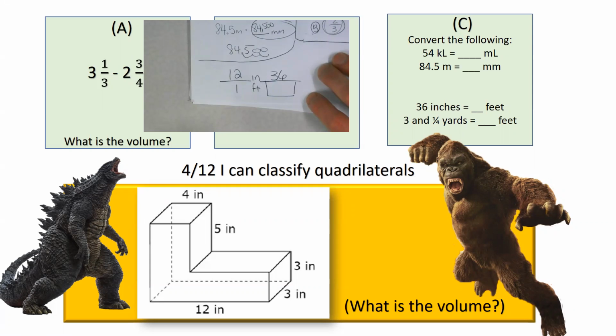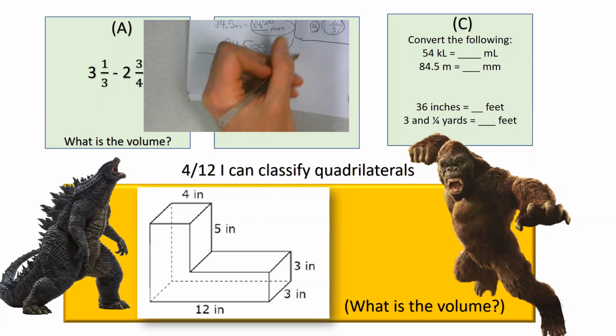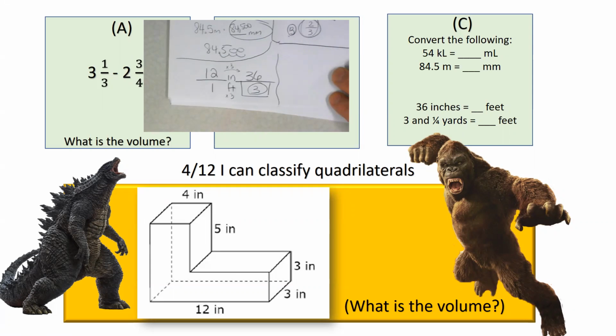Well, how many 12s are in 36? Times 3. And 1 times 3 is 3. So how many feet are 36 inches? 3 feet. And we have one last one here.